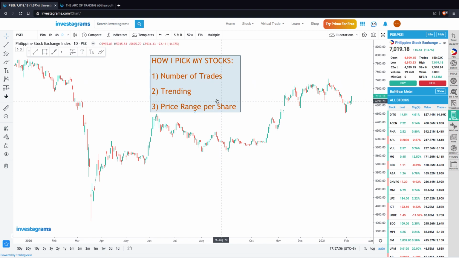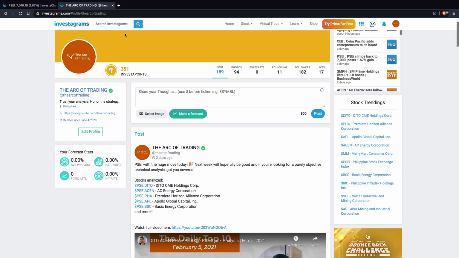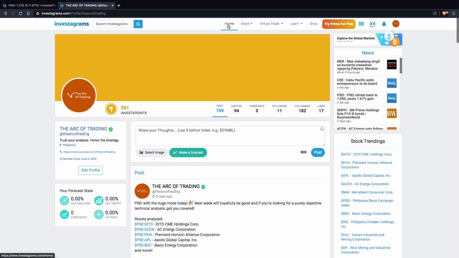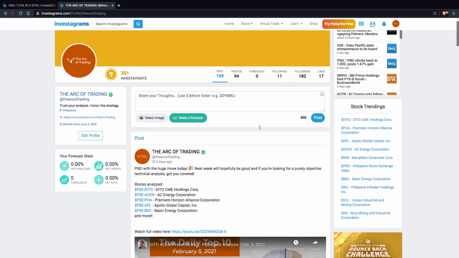Up next, we look at whether the stock is trending. Yes, we know that it would be trending because of the number of trades that it's having on a specific given day. But you can also check this area right here, stock trendings. You can find this on your home page, your home timeline, or on your profile.